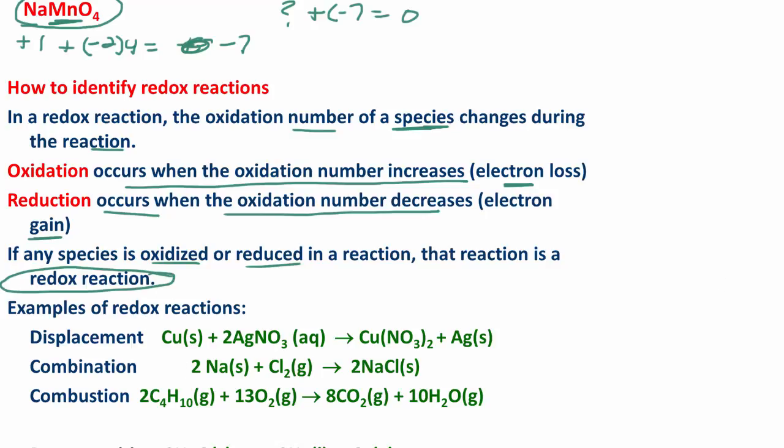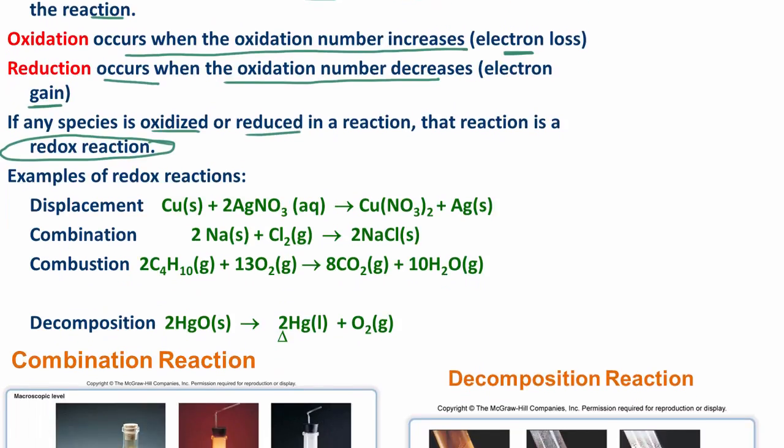So some examples of redox reactions. These are easy to see. It is oxidation reduction because right away we can see we have a copper on this side. It has a 0 oxidation number. On this side it has a +2. So copper here has been oxidized. This is what we call a displacement reaction. This one here, we can see right away that it is a redox reaction. So many displacement reactions are redox reactions.